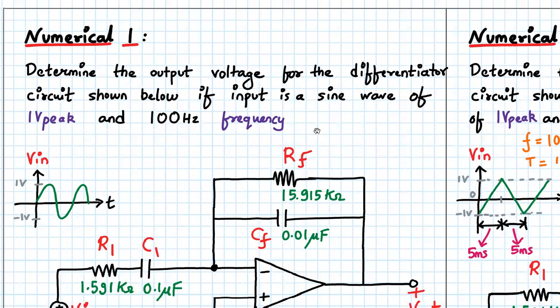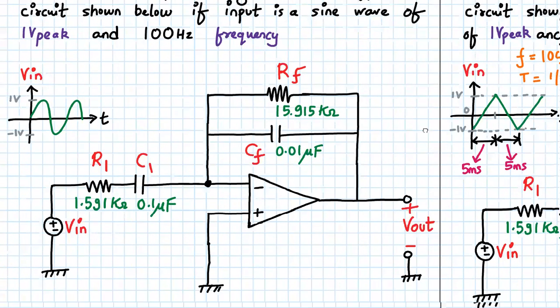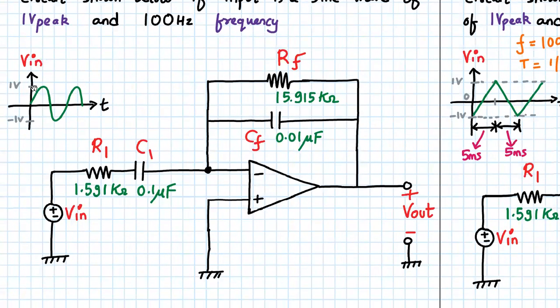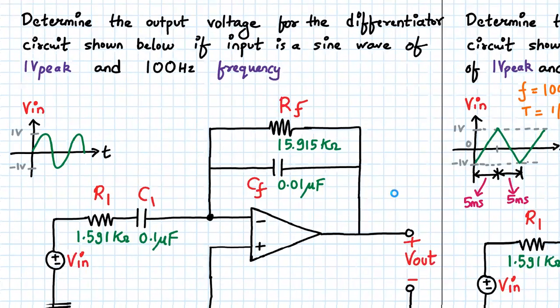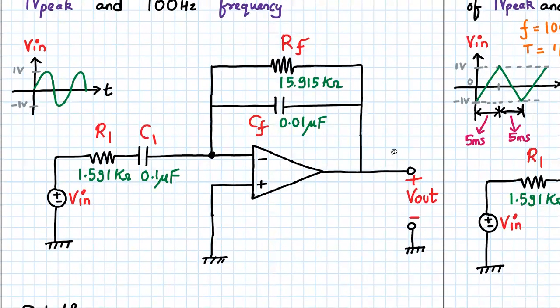Numerical number one statement is: determine the output voltage for the differentiator circuit shown below, if the input is a sine wave of 1 volt peak value and 100 hertz frequency. So let us check this out. The input is 1 volt peak, that is peak to peak value is 2 volts, and the values of RF, CF, C1 and R1 are given as follows.